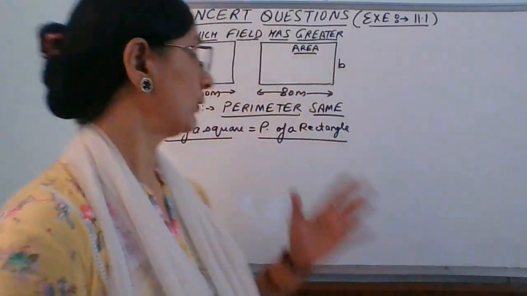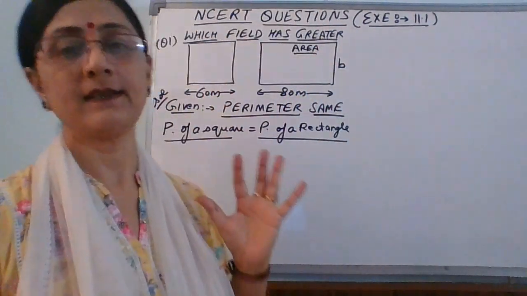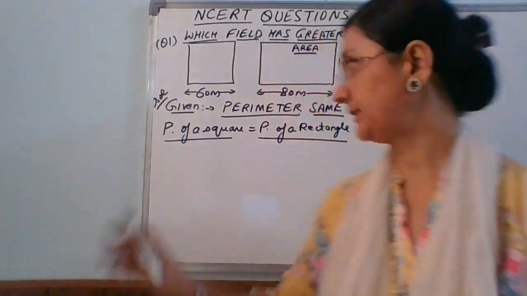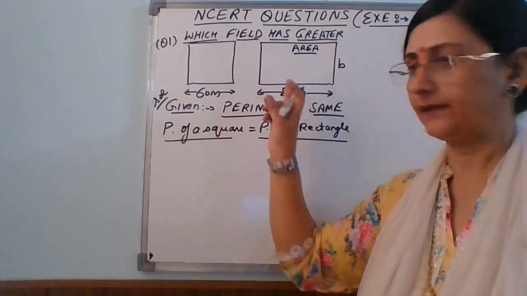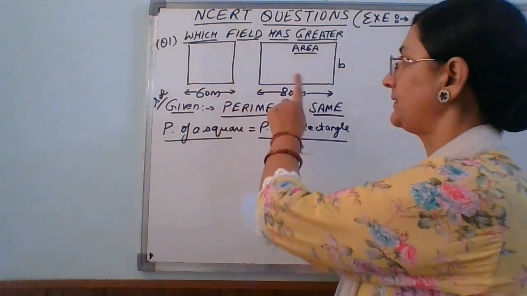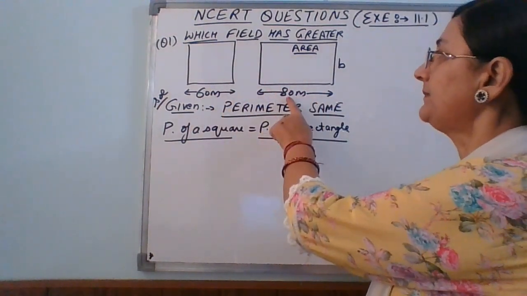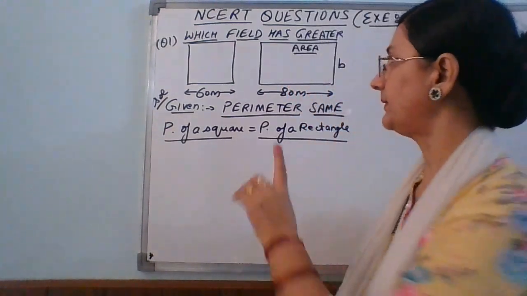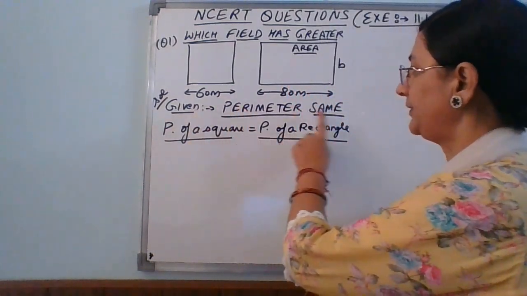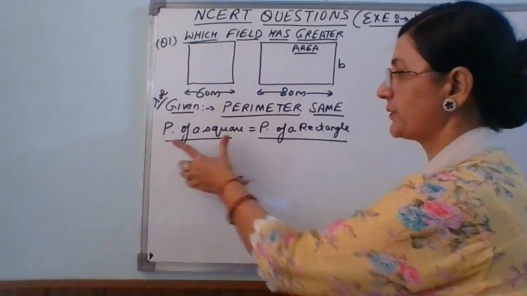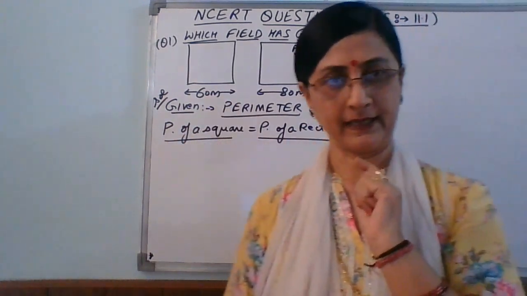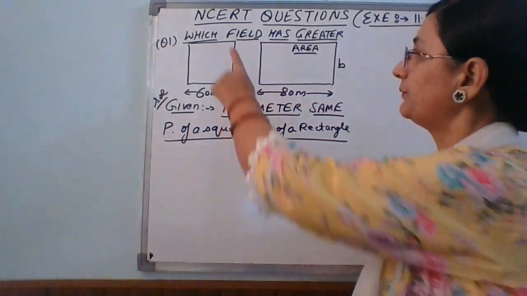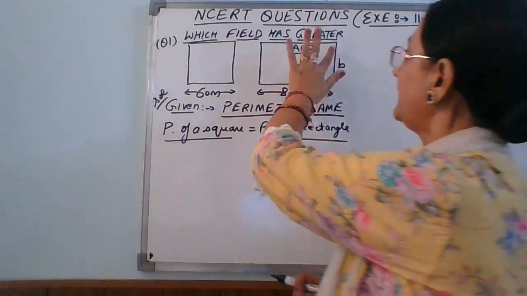Okay, students. Now 11.1 of NCERT, right? So we'll be doing, this is the first question. What is the question? This is a square, this is a rectangle, side of the square is 60 meter, and the length of the rectangle is 80 meter, breadth is not given. And what is given? It's given that the perimeter of the square is equal to the perimeter of the rectangle. The perimeter of both is the same, right? And what you have to find, which field has greater area, right?